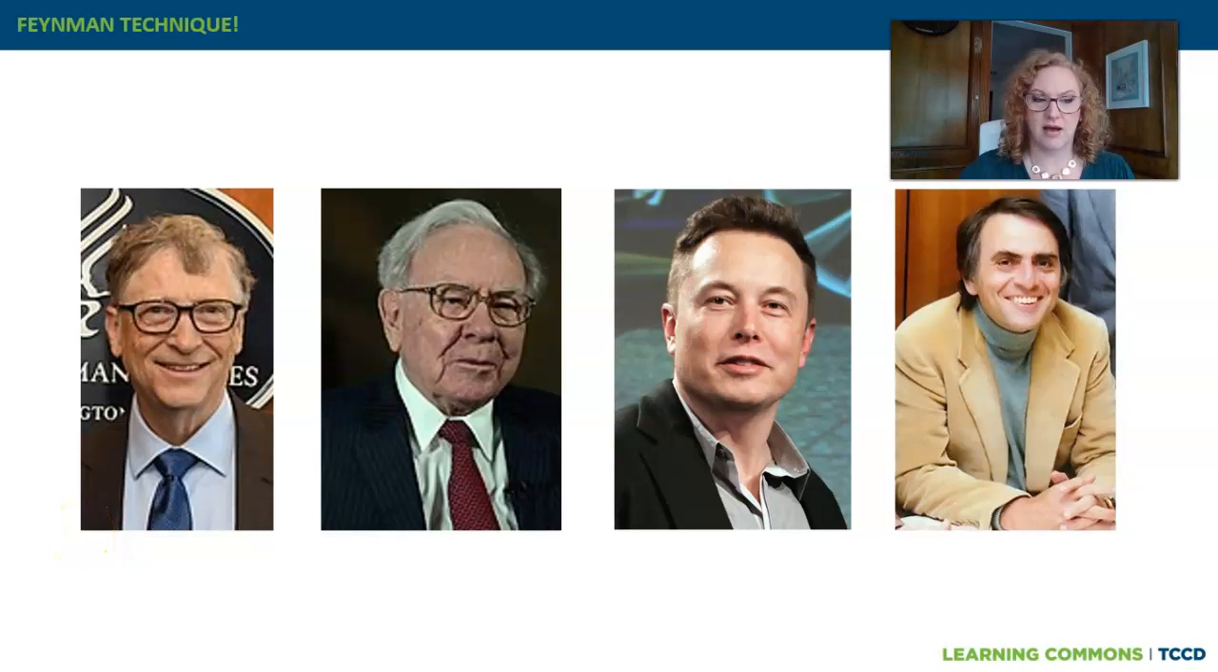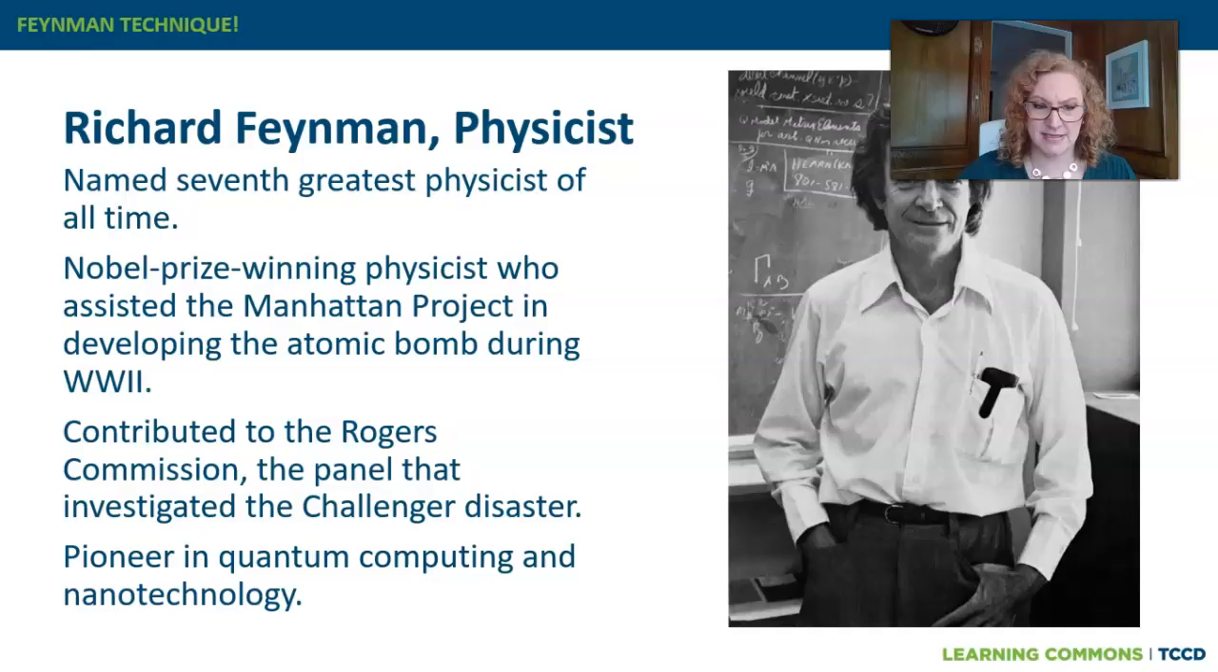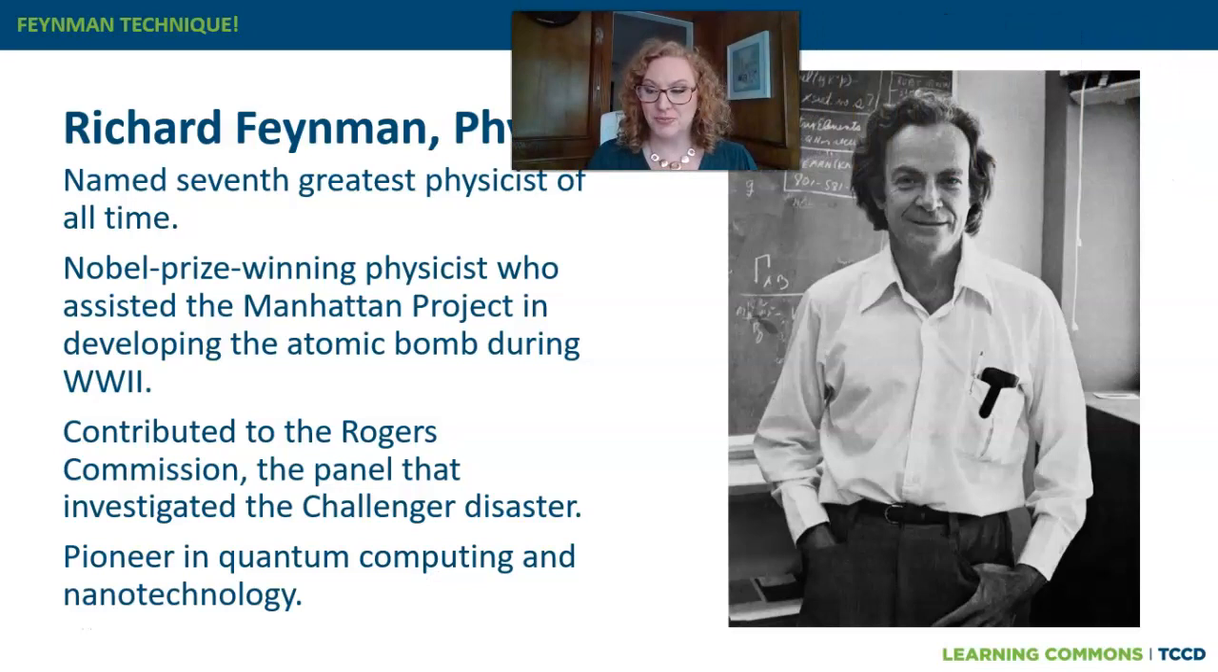What do these four men have in common? They're all avid users of the Feynman technique, which no doubt contributed to their enormous success. The Feynman technique is named after the seventh greatest physicist of all time, Dr. Richard Feynman. He won the Nobel Prize, assisted on the Manhattan Project, and developed the atomic bomb during World War II. He contributed to the Rogers Commission, which investigated the 1986 Challenger disaster, and was a pioneer in quantum computing and nanotechnology. His success was widely attributed to his incredible ability to communicate highly complex ideas in a way that people understood.